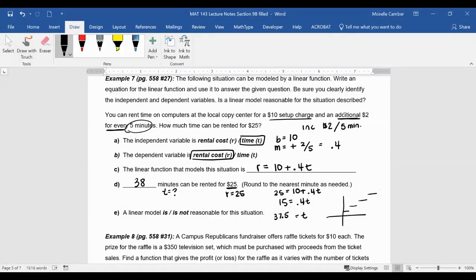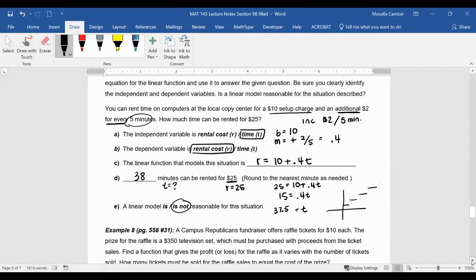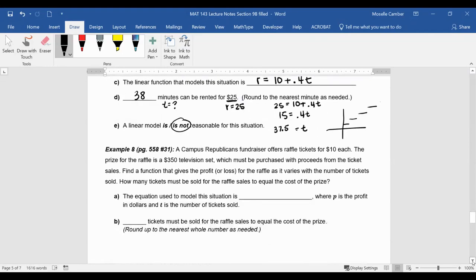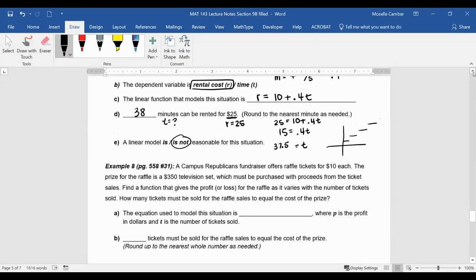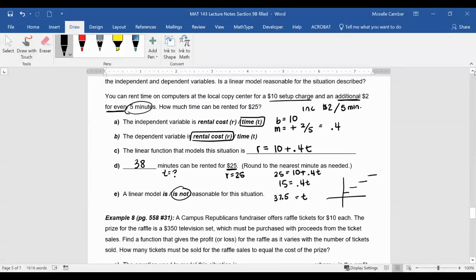So it's not actually linear, but you can still use this for some estimation purposes. It's just not going to be exactly accurate. I mean, you can make it more accurate if instead of t being the number of minutes, it's the number of 5-minute increments, but that just makes things a little bit more complicated.